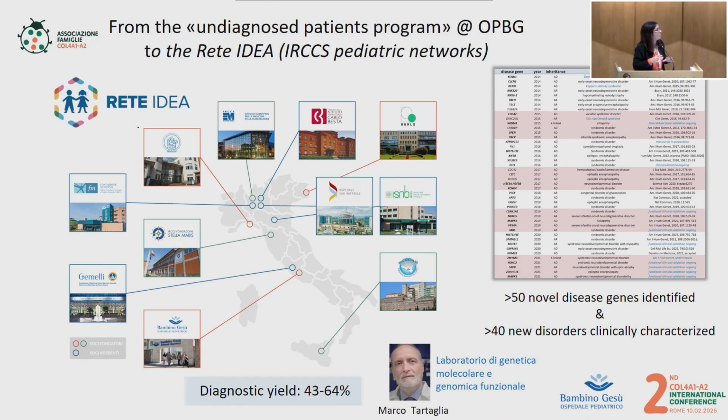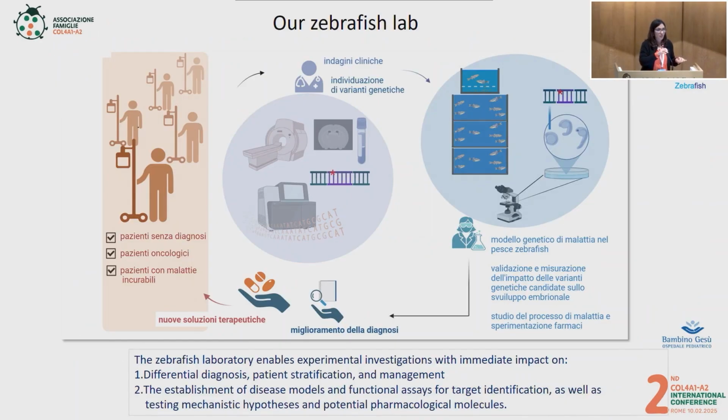These are a few facts and numbers about the bigger picture of the functional genomics lab and the work that was started by Marco Tartaglia at Ospedale Pediatrico Bambino Gesù. It started with a very small project in the hospital that is now a pediatric network, Rete Idea, that helps solve more than 40% of undiagnosed cases. As you can see, more than 50 new disease genes were identified during this project from 2015 until now, and it is ongoing. The zebrafish lab is part of this concept and is dedicated to a subset of this functional validation.